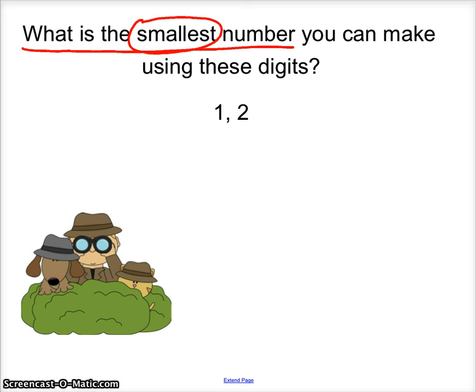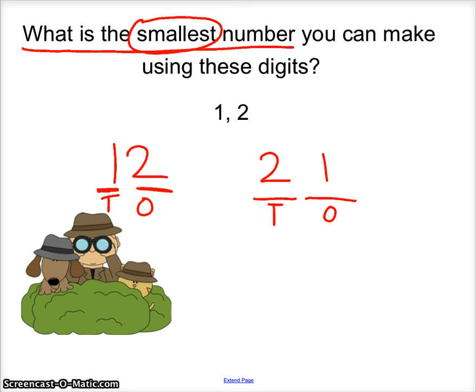Let's see. Well, right away I could just say 12 because I know I can only use a tens place value and a ones place value. I only have 2 digits because 0 is a digit, so I can't throw that in there anywhere. But I could also do another one with tens and ones. I could do 21. Now I need to decide which one is smaller. Well, I know that 12 is smaller than 21, so I'm just going to circle that.